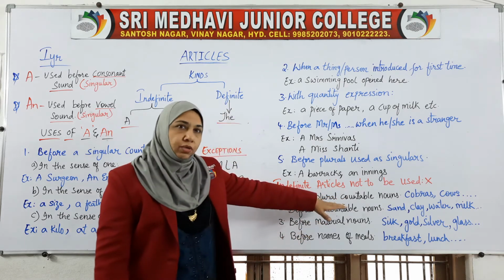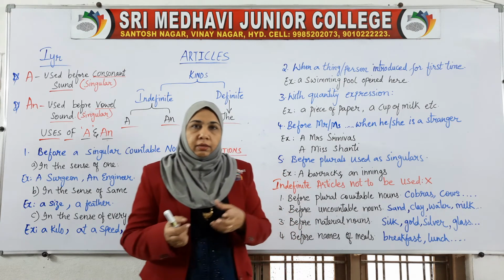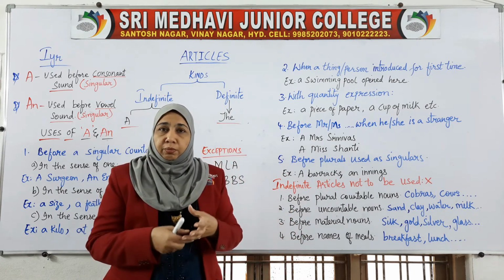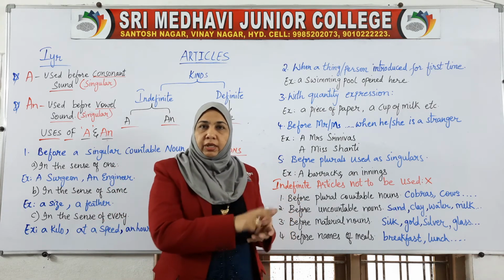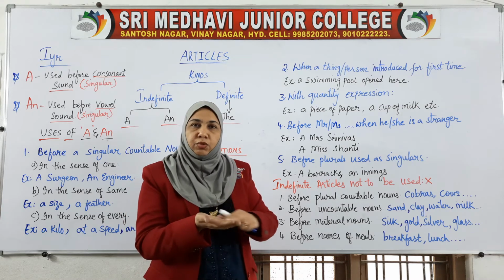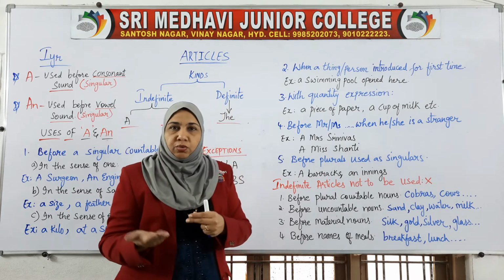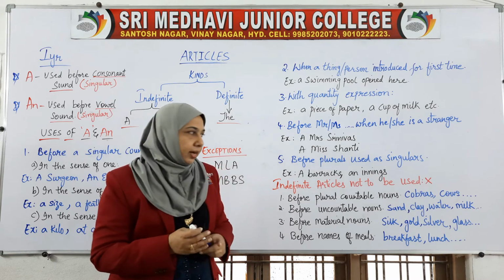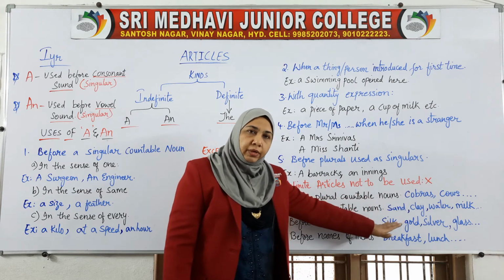So these are the uncountable. We cannot count the particles of the sand, right? We can measure water by its volume, but you cannot say, by taking it in your hand, that this much water is here, this much kilogram, this much ton. All you can say is liters. So these are not countable, these are uncountable.